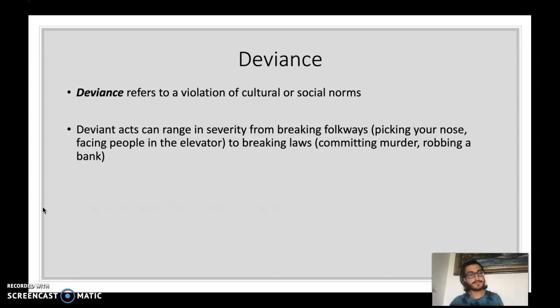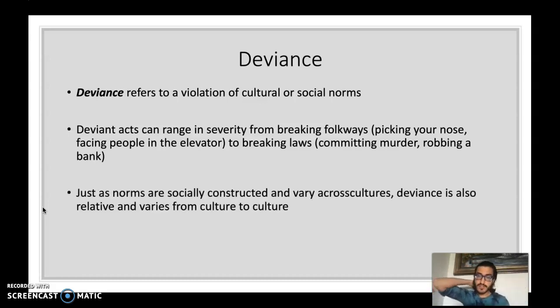Just as norms are socially constructed and vary across cultures, deviance is also relative and varies from one culture to another culture. And even within cultures, what is considered deviant varies. We're actually going to do an exercise in just a minute to really understand the relativity of deviance, meaning just how one act might be completely deviant in some situations, but in different contexts, it might not be as deviant or not even seem deviant at all.